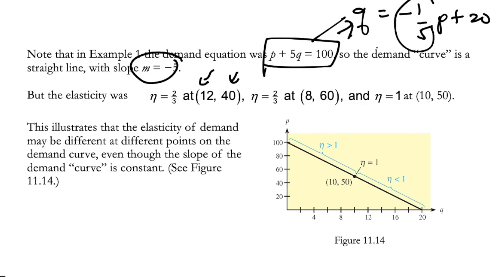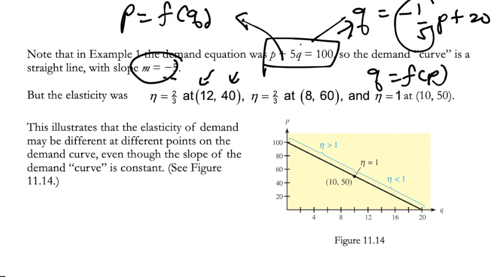Because I express it in the form of Q as a function of P. You're going to get a slope equal to minus 5 if you express this the other way around, P as a function of Q. Here, it is Q as a function of P. The slope is minus 5 when you try to put it in this form.